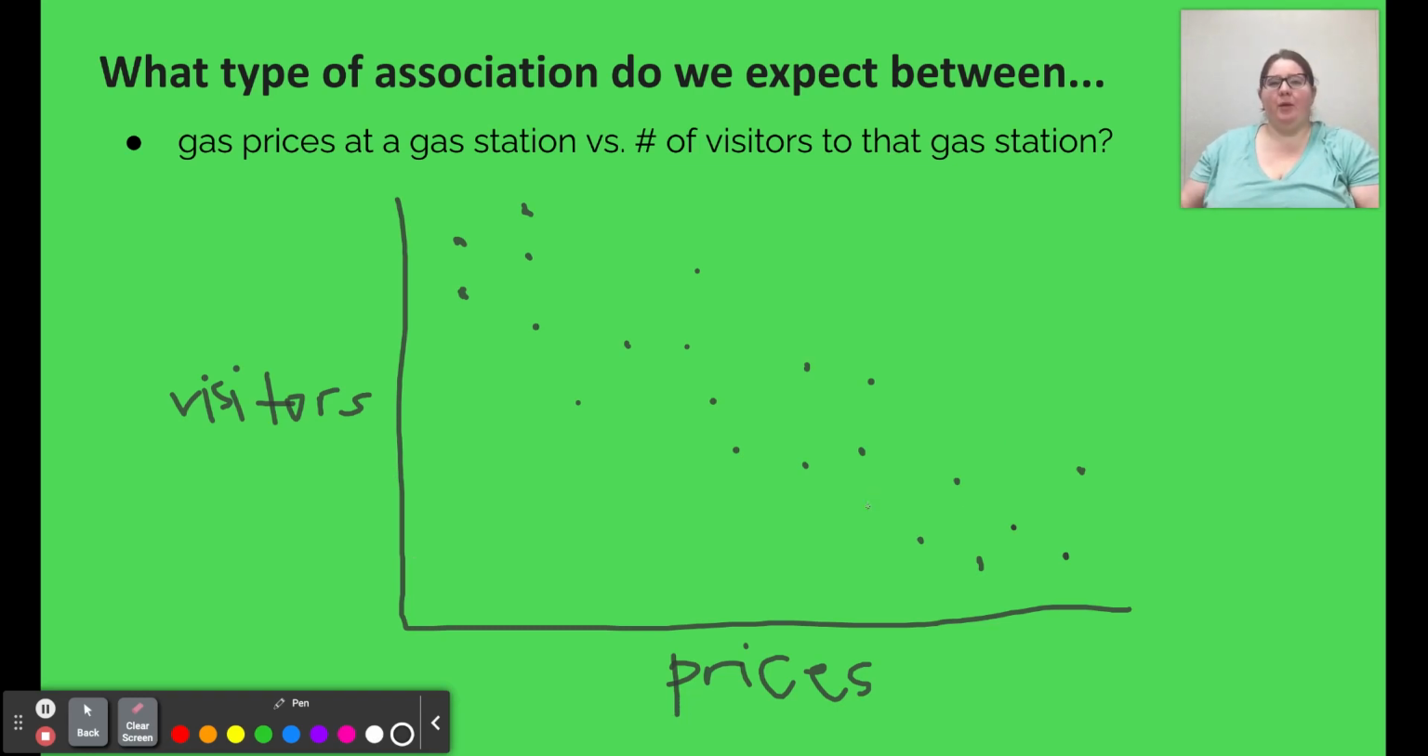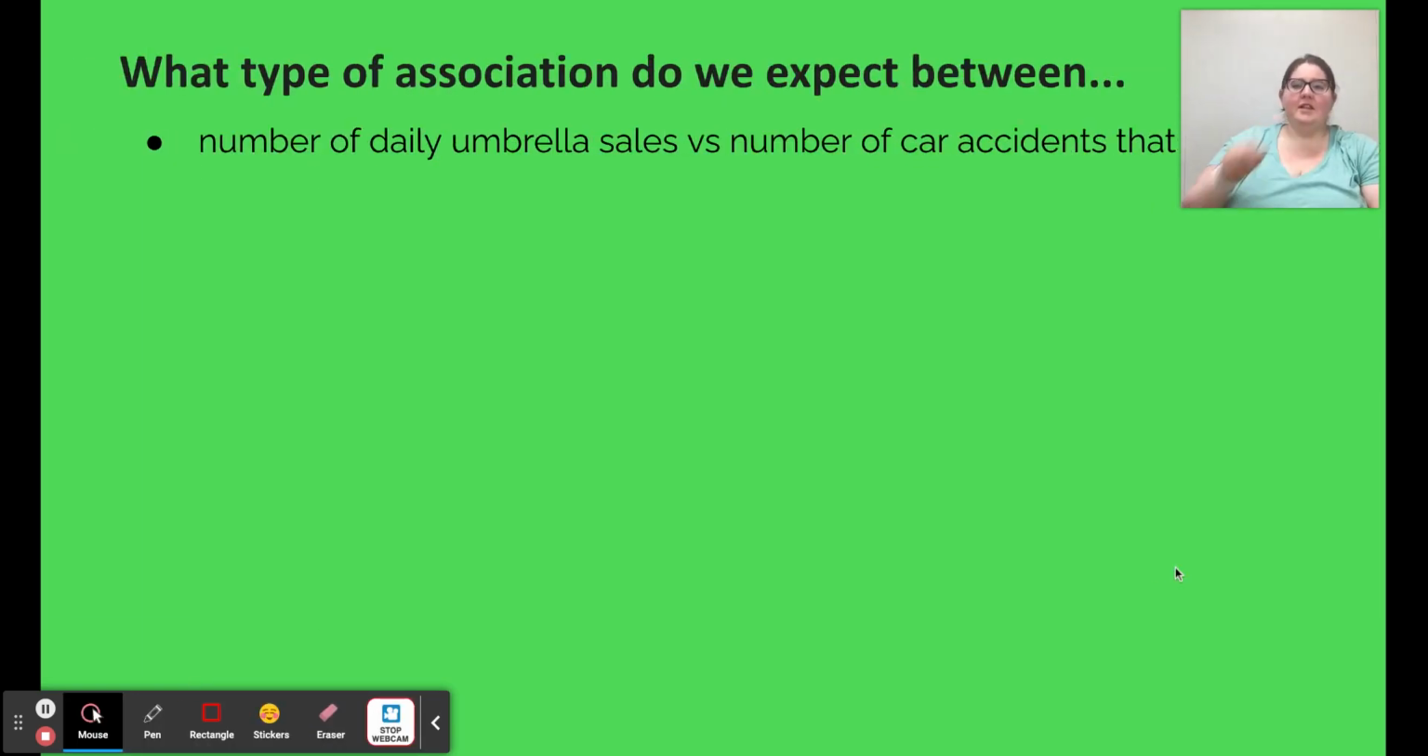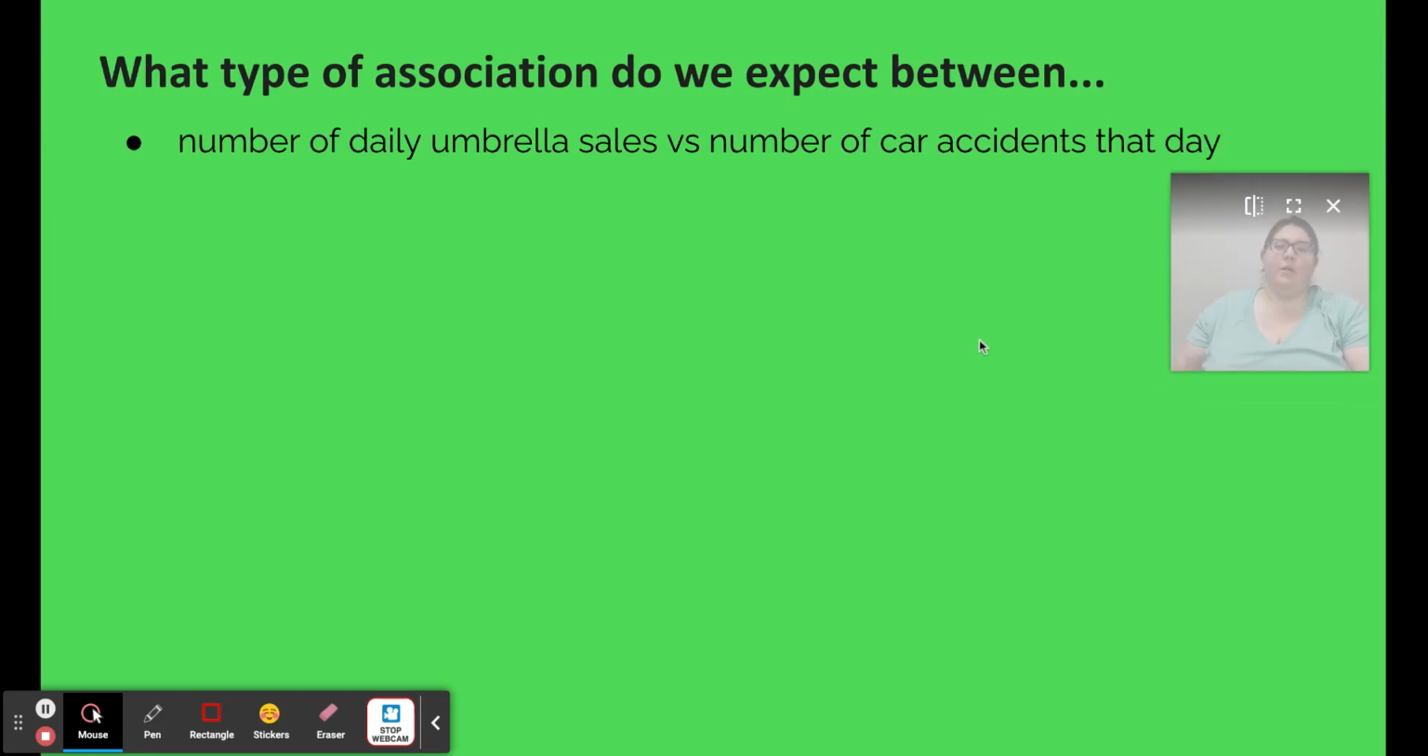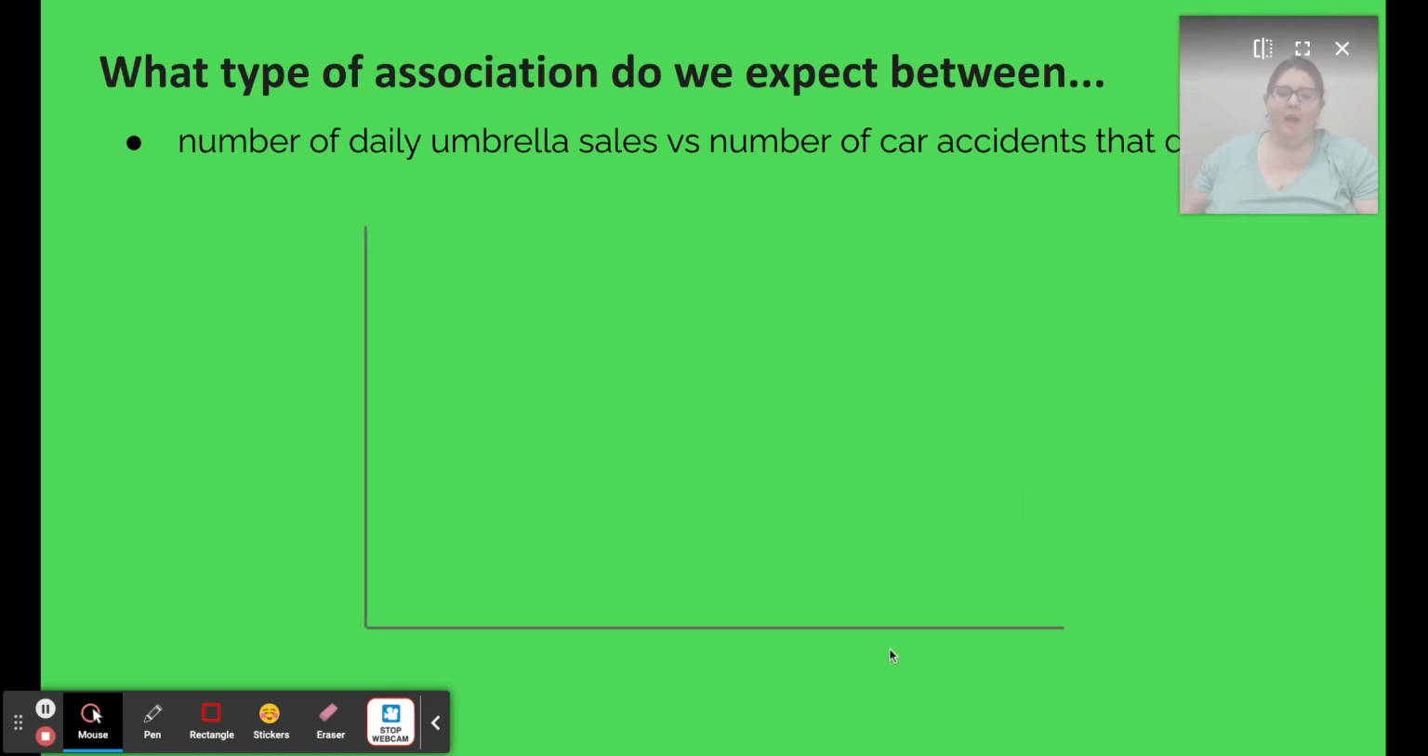It's hard to know exactly, perfectly what would happen, but this is a kind of good guess based on what we know. So let's look at the next one, which is: what type of association do we expect to see between number of daily umbrella sales and number of car accidents that day? I'm going to give you a second to think. What do you think the relationship would look like? And then we will talk about it.